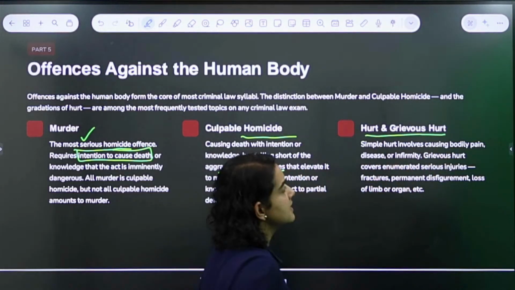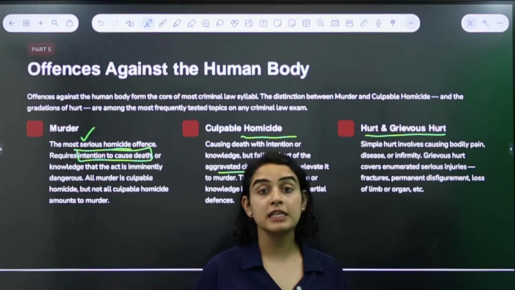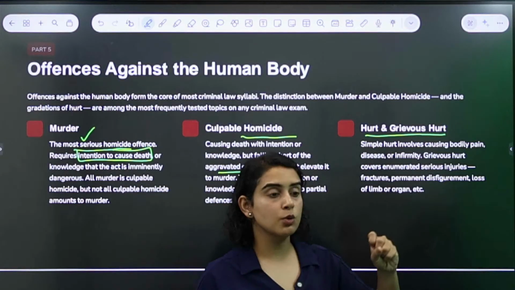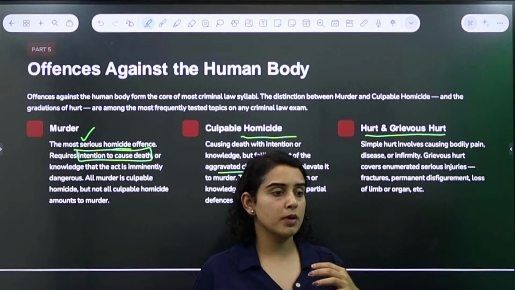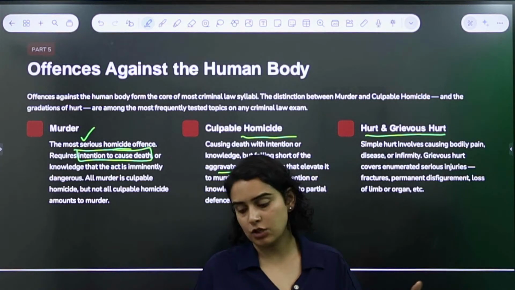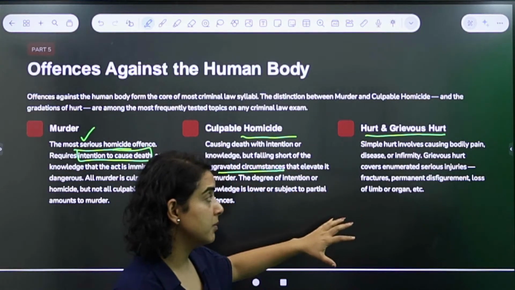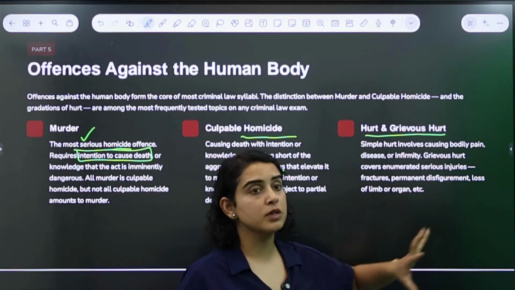Hurt is basically simple hurt, where you have caused some minor injuries to a person, right? Grievous hurt is where you have caused some serious injuries, maybe a fracture or some displacement of any ligament, anything of that sort, serious injuries. Maybe you've caused a lot of damage, right? Loss of limb, loss of organ. That is going to be grievous hurt.